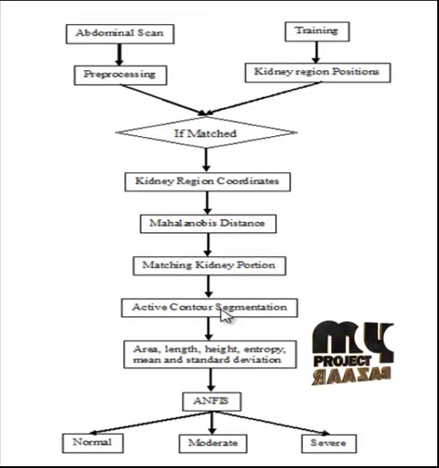After the matching, the active contour segmentation is employed. The active contour segmentation grows the regions based on the intensity ranges and stops when the overall intensity is similar. For the active contour, the input shapes will be the registered shapes given in the process. After the segmentation, we extract the features from the images: area, length, height, entropy, mean and standard deviation.